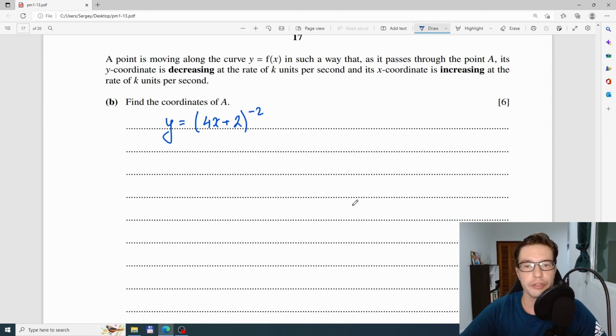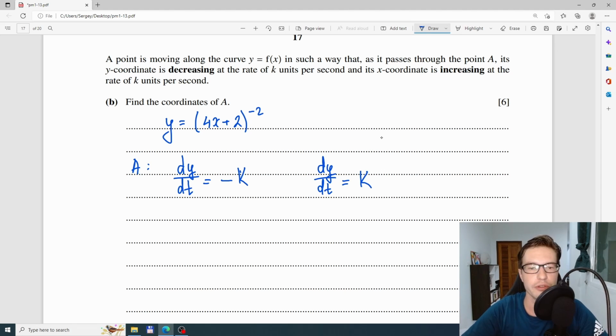Okay, next question is about the rate of change. We have the function y equals f of x, and I've already copied it here from the question. And there is some point A at which the y-coordinate is decreasing at the rate of k units per second. So that means dy over dt is going to be minus, because decreasing, k. Now we also know that the x-coordinate is increasing, so that means derivative is positive. dx over dt equals positive k. And now we have to find the coordinates of A. Oh, sorry, that's supposed to be dx over dt.